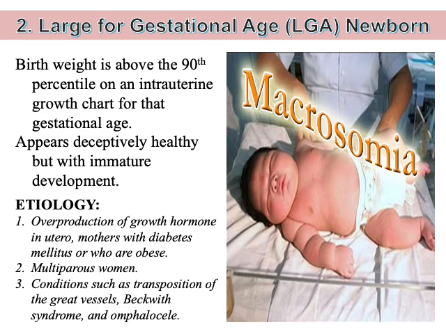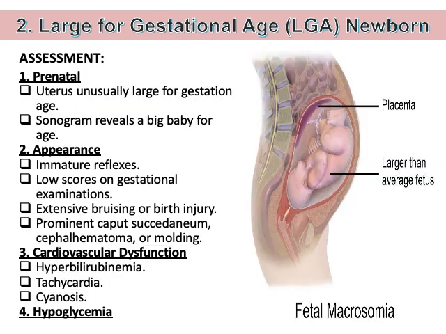And other conditions also predispose to LGA babies, such as transposition of the great arteries. It's a congenital cardiovascular disorder. Beckwith syndrome. It's a rare condition characterized by fetal overgrowth, and omphalocele. It's a GI abnormality where internal organs, usually the intestines, stick outside of the belly.